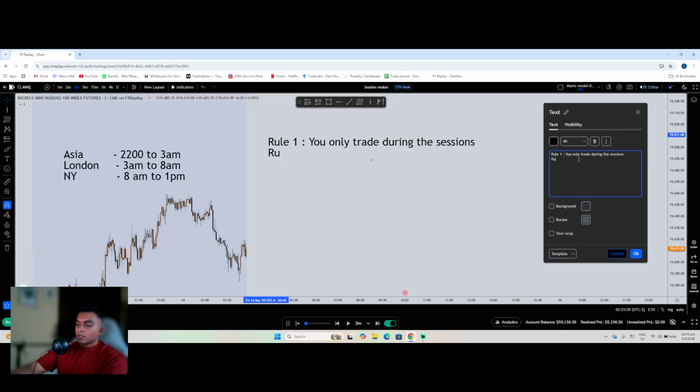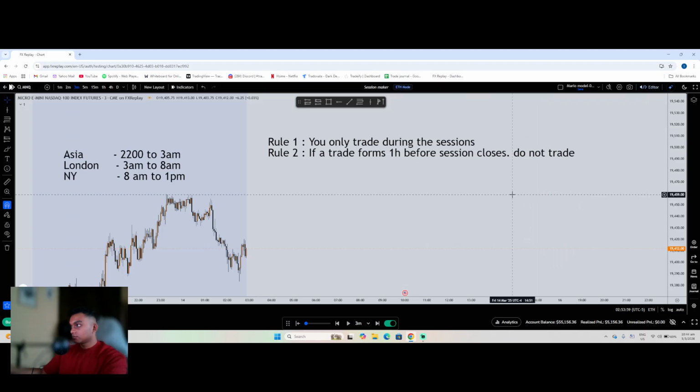Okay. Rule 2: if a trade forms 1 hour before, do not trade. Meaning 1 hour before the session closes, right? For example, we are trading London, and let's say it's 7 a.m. now, and you have an entry. Do not take the trade. Okay, I will explain why.